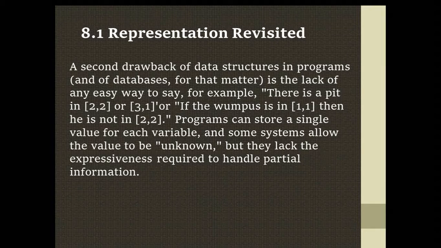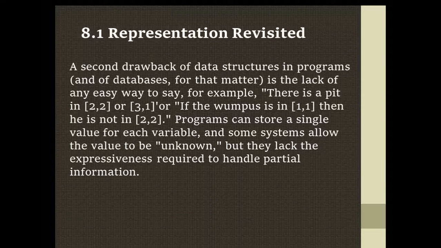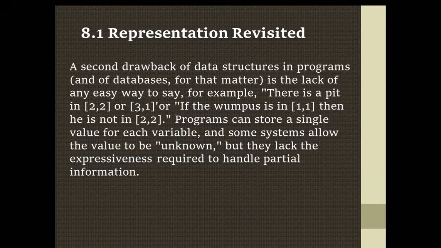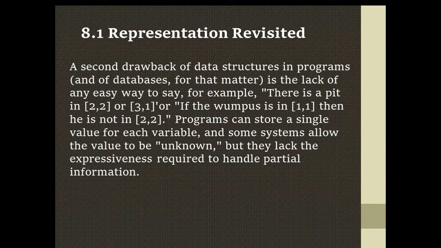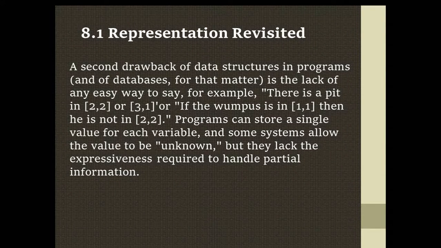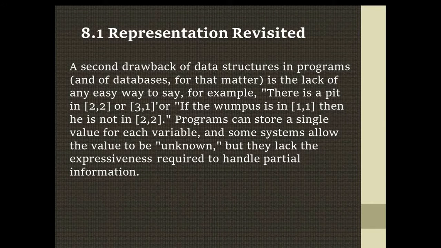A second drawback of data structures in programs, and of databases for that matter, is the lack of any easy way to say, for example, there is a Pit in 2-2 or 3-1, or if the Wumpus is in 1-1, then he is not in 2-2. Programs can store a single value for each variable, and some systems allow the value to be unknown, but they lack the expressiveness required to handle partial information.